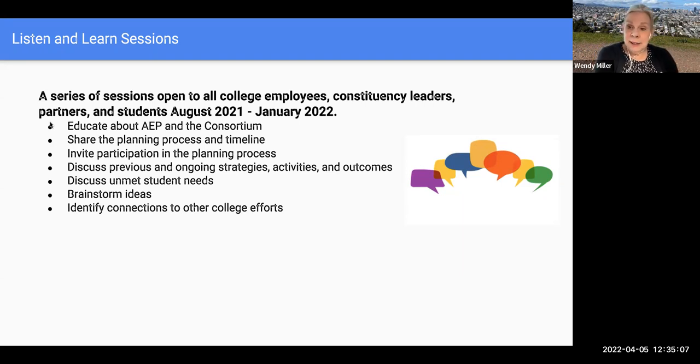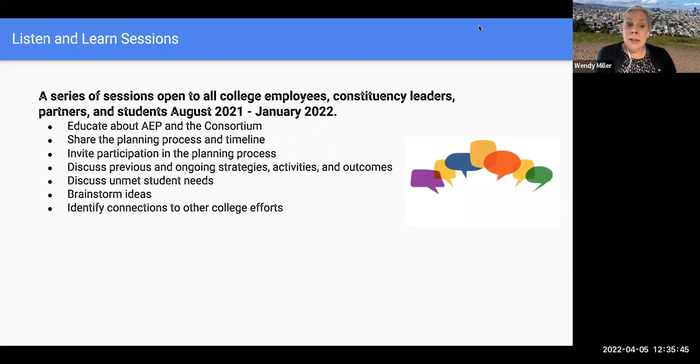And surprisingly, or maybe not surprisingly, large numbers of people don't understand adult education at all in the college world. I shared our planning process and our timeline. I asked people if they cared to participate more actively in the planning process, and some chose to follow up with me. We discussed previous strategies we'd employed, what had happened with them, some ongoing work that we were doing, some activities and outcomes.